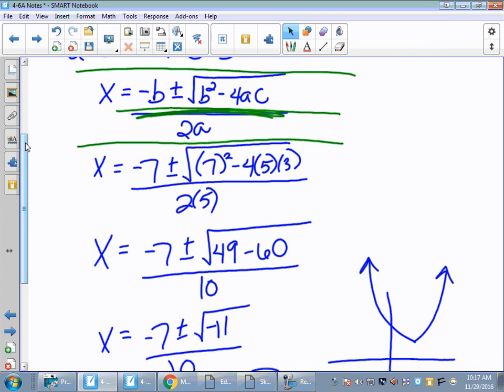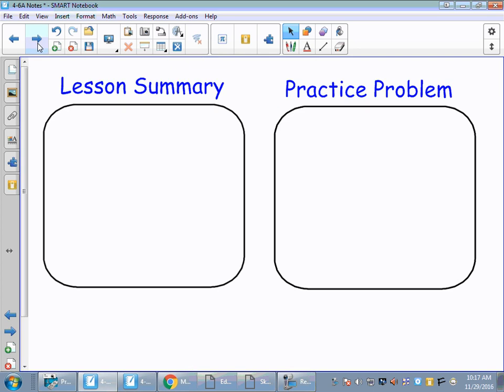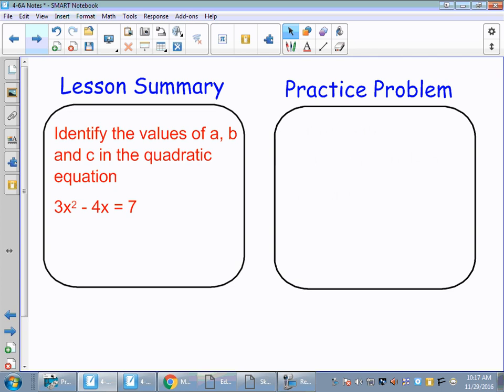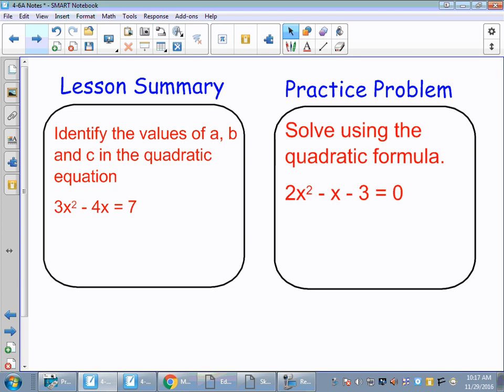Okay? When you squeeze in Algebra 2 work, complicated mathematical work, that's when you make mistakes. So these formulas, these complicated problems are making you slow down and be neat and precise. Lesson summary, I need you to just identify the A's, B's, and C's of that equation. And then in the second part, I want you to solve using the quadratic formula. Good luck.